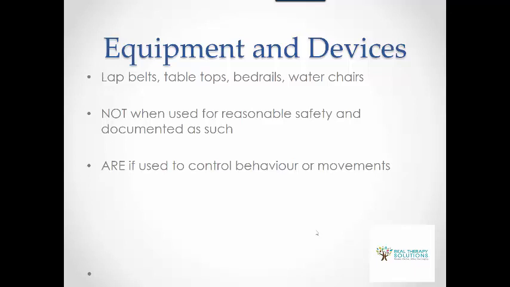Water chairs, again, are big chairs that people can sit in to relax. If they're left in there and can't get out, and you put them there because you don't want them wandering around because you're off doing personal care with someone else, again, that's considered a restricted practice. So when they're used to control behaviour or movements, they're considered a restricted practice.